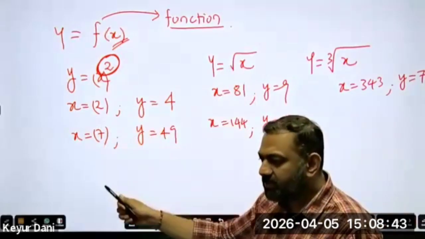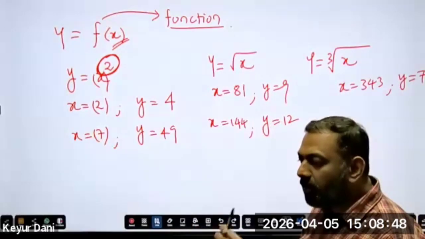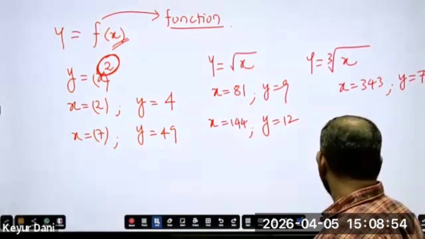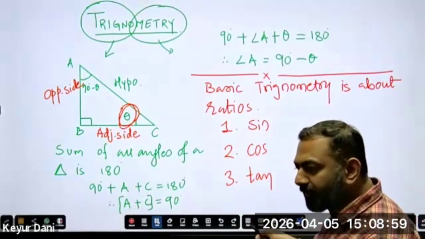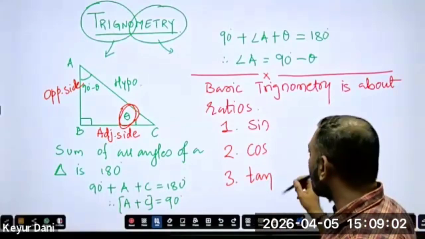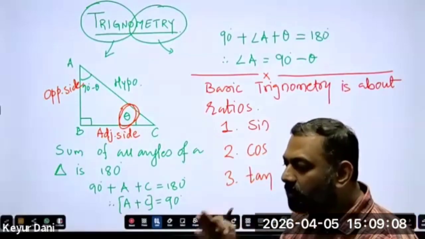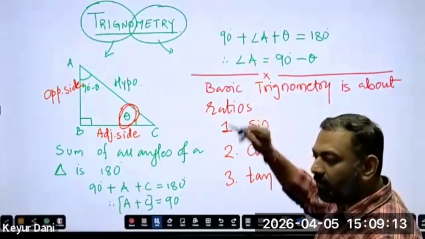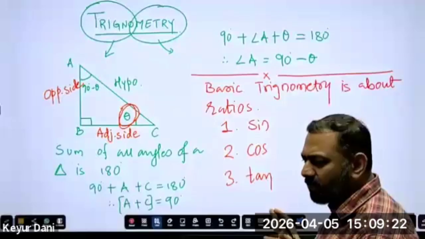So in all these cases, here square, here root, here cube root, all these are functions because they are changing the value. Now, sine, cos, and tan, all these three ratios are applied on angles. So sine, cos, and tan are also called functions. In trigonometry, what we learn about is trigonometric functions.